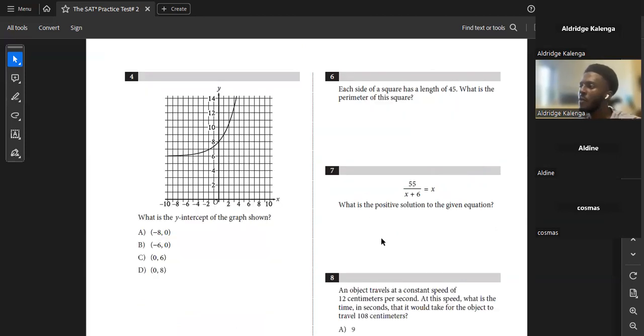Question 7. What is a positive solution? I'm assuming we're going to have two solutions. You can see already that this is going to be a quadratic. So guys, go for it. Let me solve this as well, and let me know what you find.